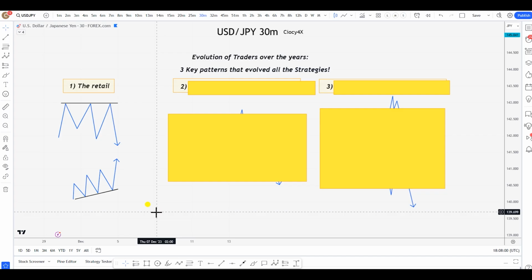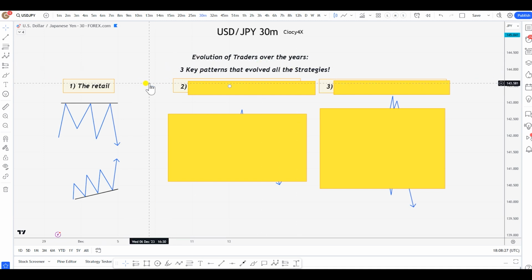Alright guys, before I break down all the different patterns, I want you to pay close attention to what I'm about to share with you, because this is why most people nowadays are focusing so much on trading liquidity. And everything actually started a few years ago, I would say probably even 10 years ago. So the first thing you can see over here is what I call the evolution of traders over the years, 3 key patterns that evolved all these strategies.